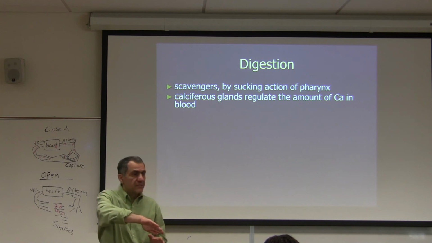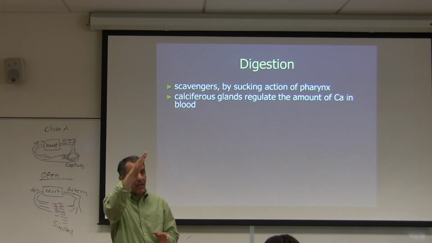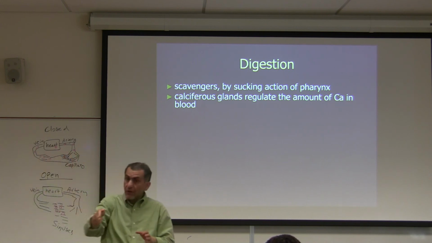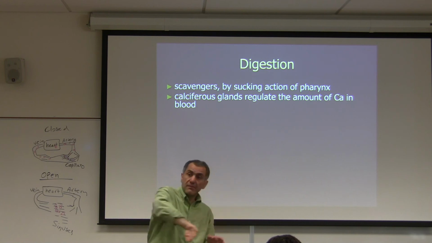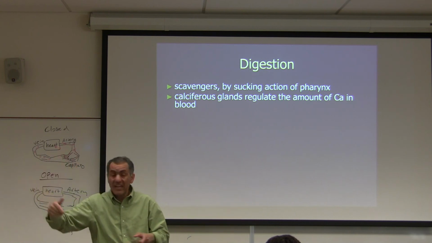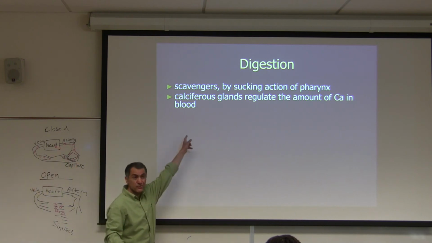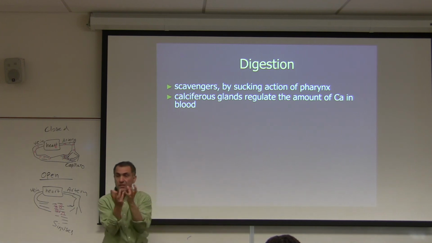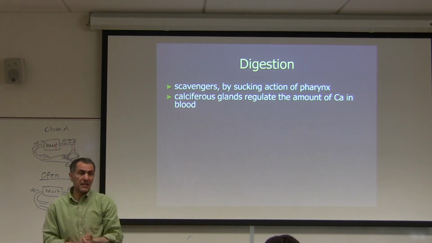Remember at the beginning of the semester, we talked about the elevation and lowering of your calcium in your blood, just like your sugar level in your blood goes up and down, same as calcium goes up and down. These guys eat a lot of soil. They take in a lot of soil. If you open them up, you will see the gut is full of soil. So they have to regulate that calcium somehow, some way. It's by those calciferous glands.